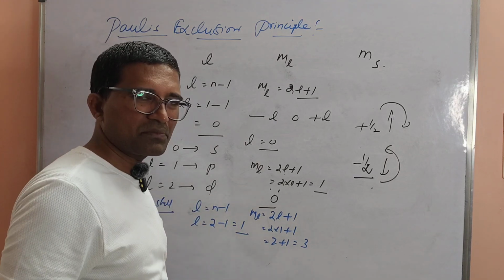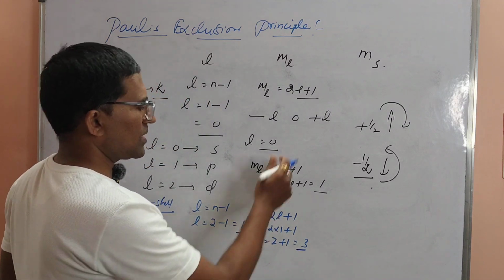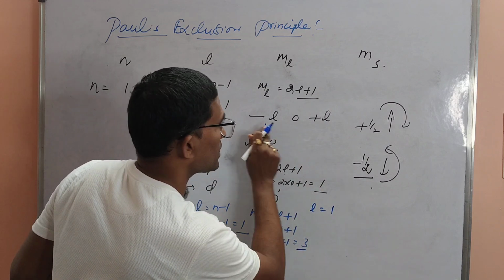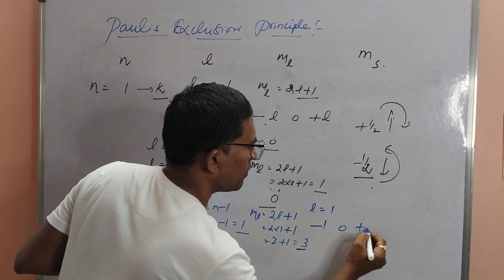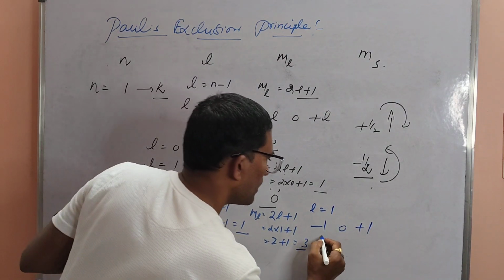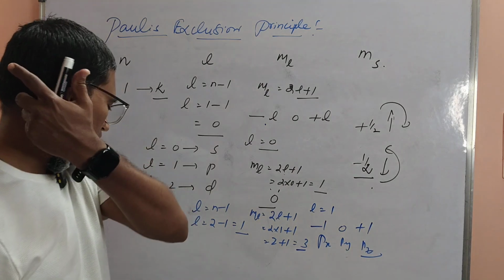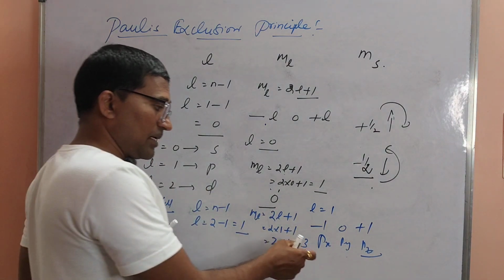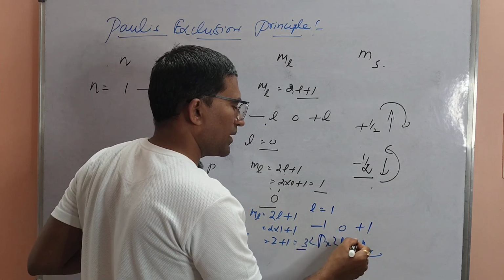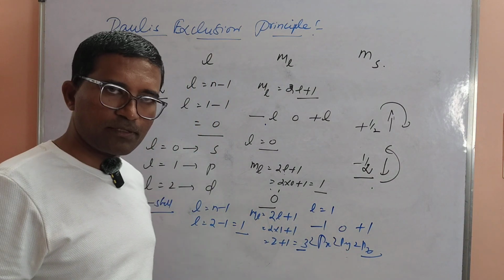The subshell is p, so 3 values are possible. We got L is equal to 1, now you substitute that. L is equal to 1 means minus 1, 0, plus 1. Those are the 3 p orbitals: Px, Py, Pz. Understood? Orbitals are represented as Px, Py, Pz. For the second shell it means 2Px, 2Py, 2Pz.